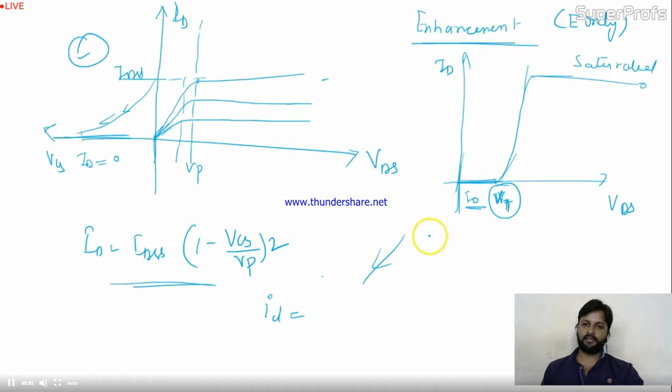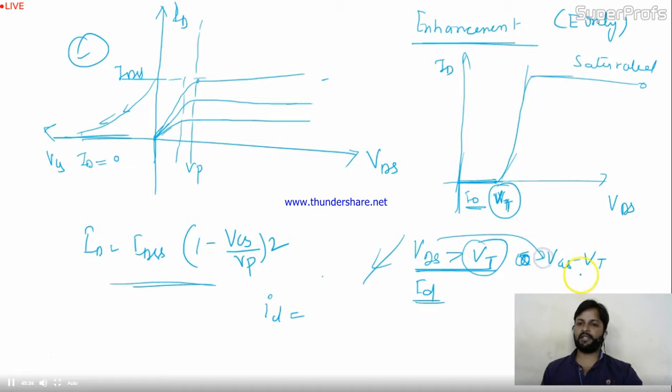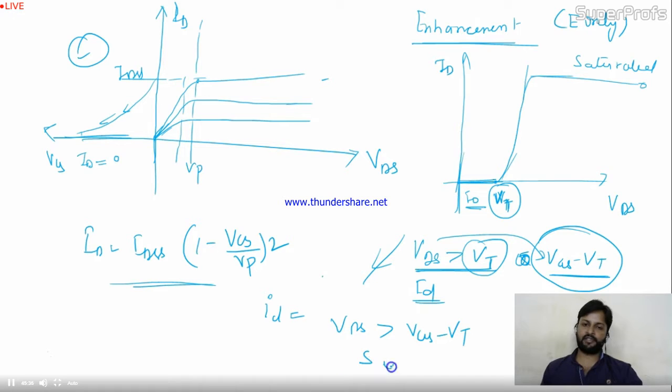But for the enhancement-only MOSFET, the current equation is given as follows. Actually, in this enhancement-only MOSFET we have two regions, the ohmic region and the saturation region. Ohmic region means VGS should be greater than VT, but VDS should be less than VGS minus VT, because at VGS minus VT we are getting saturation. If VDS is greater than VGS minus VT, it will behave in the saturation region. Before that, we have the triode region, or ohmic region.